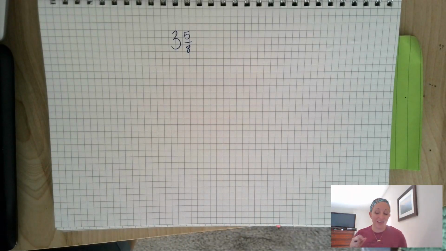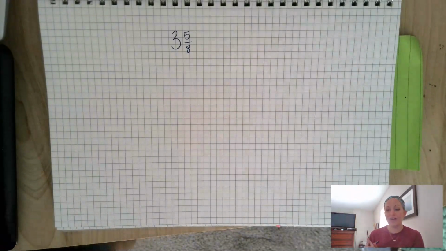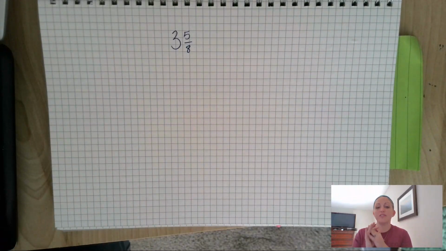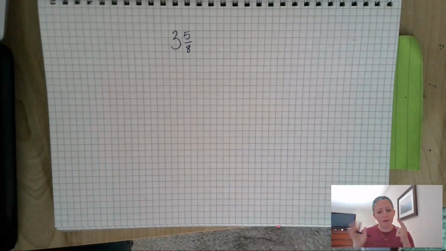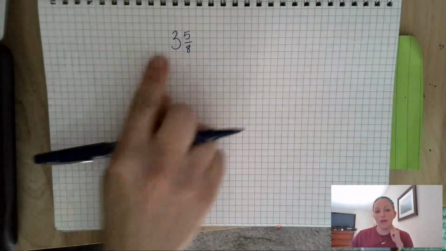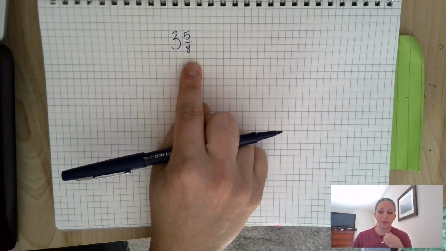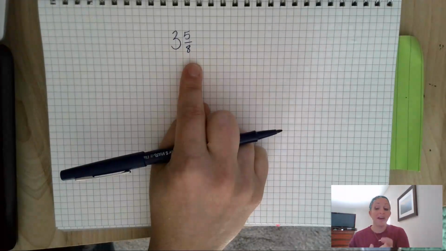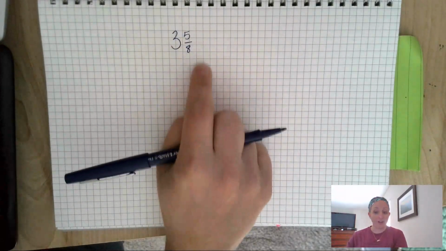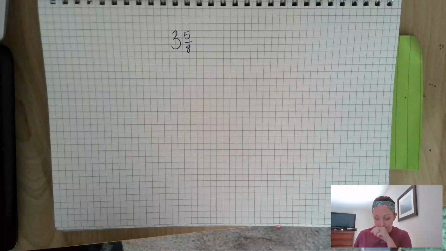Hey there, fourth graders. So today we're going to focus on strategies that we can use to add mixed numbers. But before we get into that, I want us to take a look at a mixed number. Right here we have the number 3 and 5/8. Remember, that's how we read it. We say the whole number, the word "and," and then the fraction, 3 and 5/8.